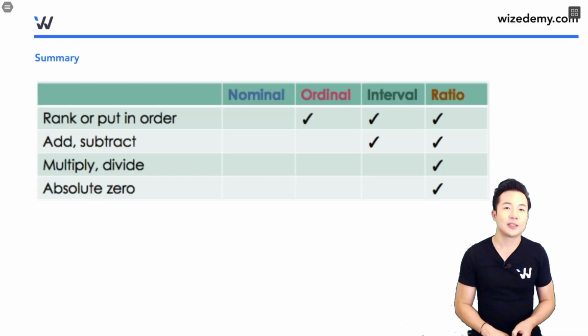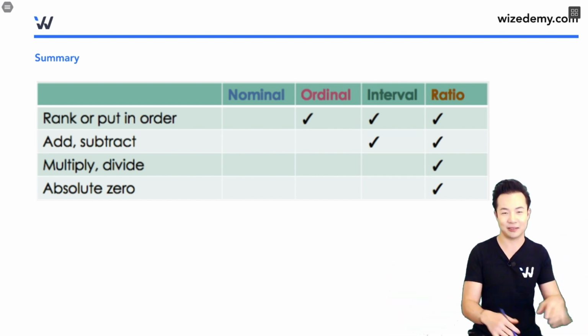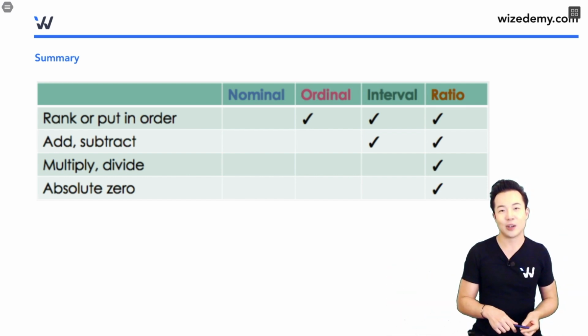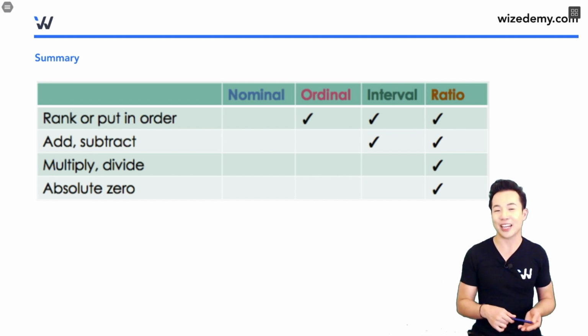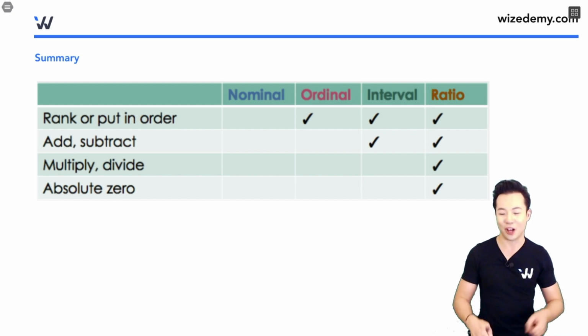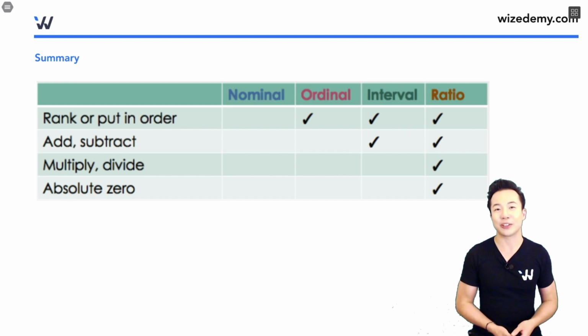To summarize, you can see that nominal has no perks. You can't rank them. You can't do any math with them, right? The absolute 0 does not apply. Ordinal is a little bit better than nominal. You can rank ordinal. Interval you can rank, and you can do adding and subtractions. Ratio, all the perks. You can rank them. You do all math with it. And the absolute 0 does have meaning.